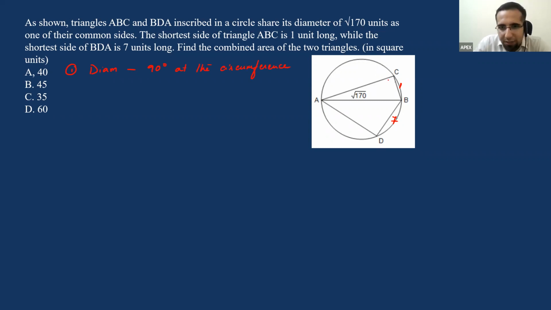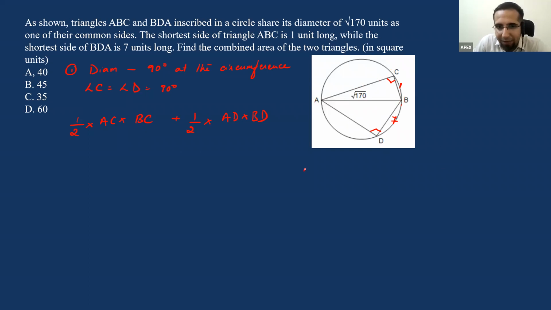Which means this angle becomes 90. So I repeat, angle C is equal to angle D is equal to 90 degrees. So we have two 90s here, right? If I have two 90s and I want the combined area of both the triangles, I need half into AC into BC, because this becomes my base and this becomes my height, plus half into AD into BD. Now, out of three sides, I know that one angle is 90 and the other two sides are given.